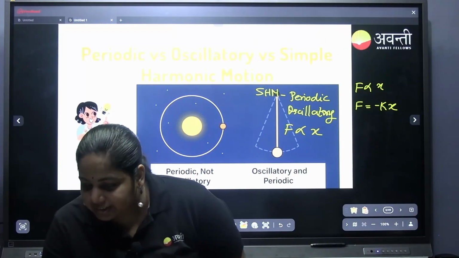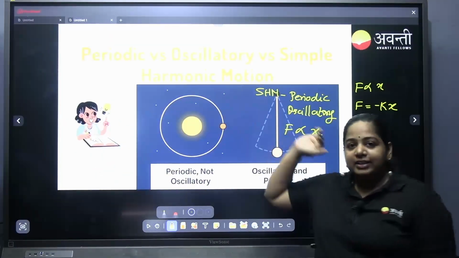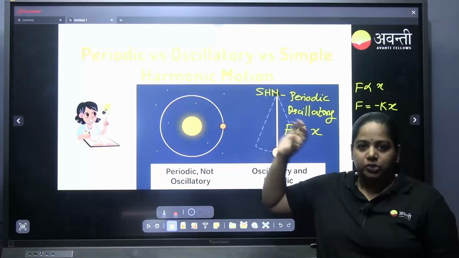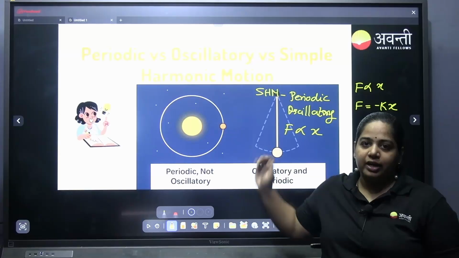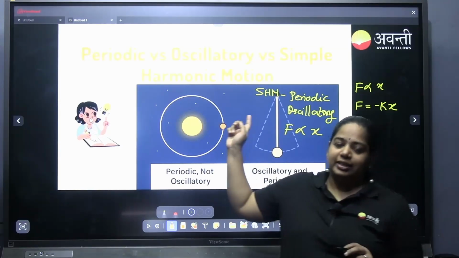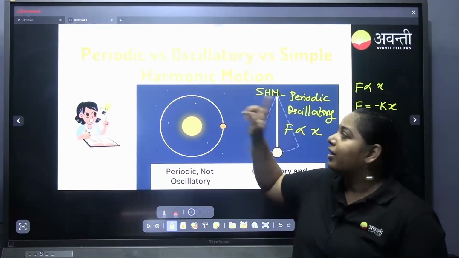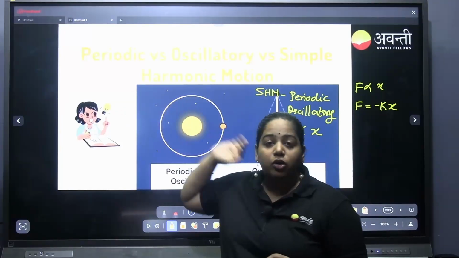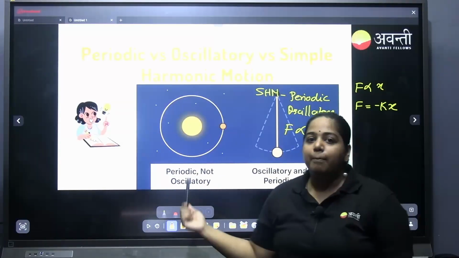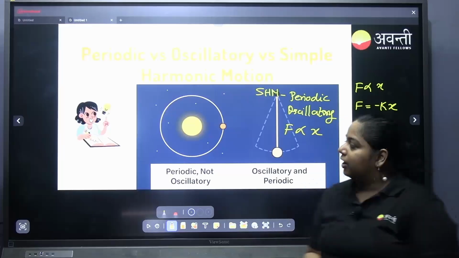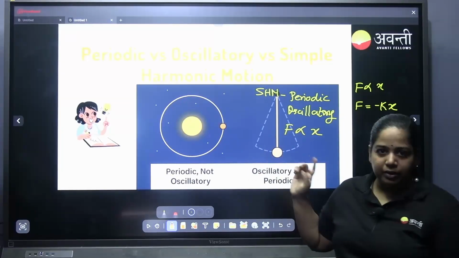Please repeat from first. Okay, periodic, oscillatory, SHM. All SHM are oscillatory motion. All oscillatory motion and SHM are periodic motion, but all periodic motion are not oscillatory. An example of periodic but not oscillatory is planets revolving around the sun. Oscillatory and periodic are like a simple pendulum and all.